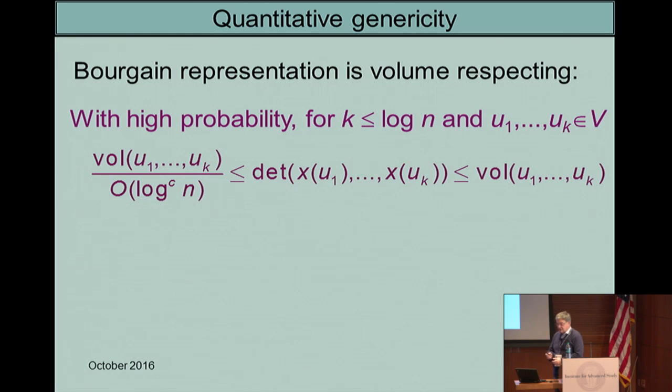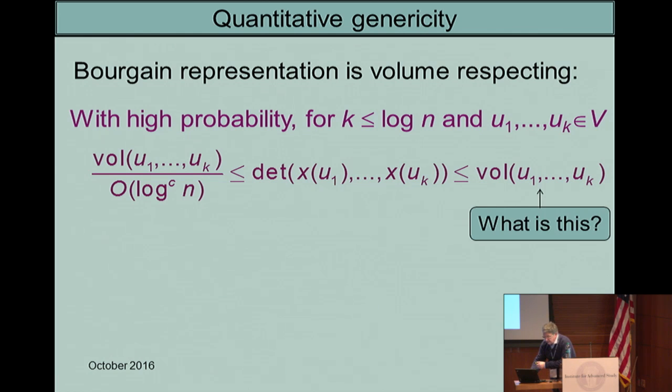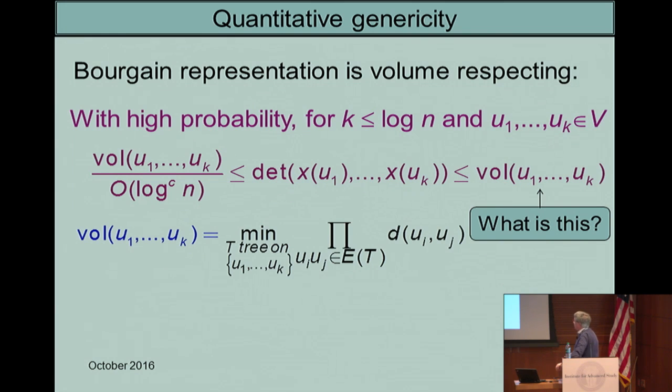So what does it mean? You have k points in the metric space. What does it mean, their volume? That's what Uri introduced. What you can do is pick a minimum spanning tree on these points, an optimum spanning tree, and you take the product of the edge lengths of this spanning tree. And this is what we can think of as the volume in a metric space, and then you can prove that this kind of volume is respected. And then the lower bound here is the crucial step in the design of this approximate bandwidth algorithm.